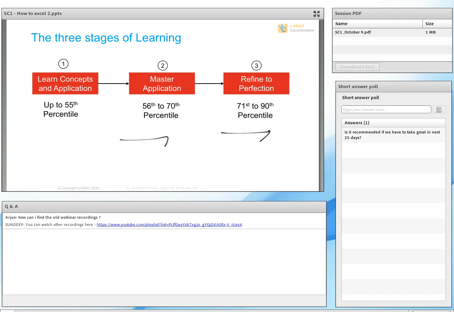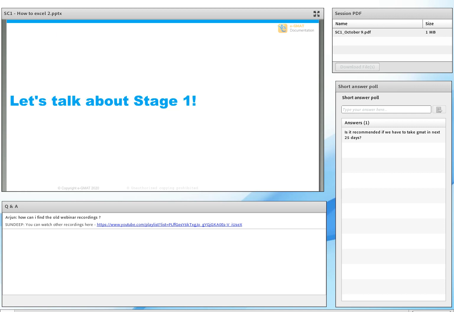Okay, guys, if you have questions, you can ask them in the Q&A part. Should you take the course if you need to take the GMAT in the next 25 days? If you feel you need to take a course, then you probably should not be taking the GMAT in the next 25 days. The exception is if you're right within 20, 30 points of your target GMAT score or so.